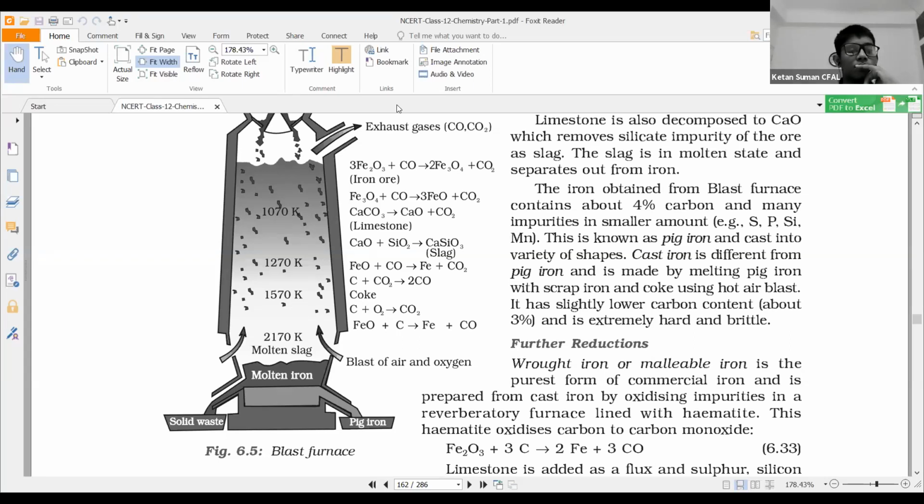Blast furnace: the temperature is always high and the machines are running all 365 days, 24 by 7. So the temperature is very high and this reaction takes place continuously. To explain in the book, this type of diagram is given, but it is a very big system. And at the end, students, I'll concentrate on this now. At the end, you will get iron.